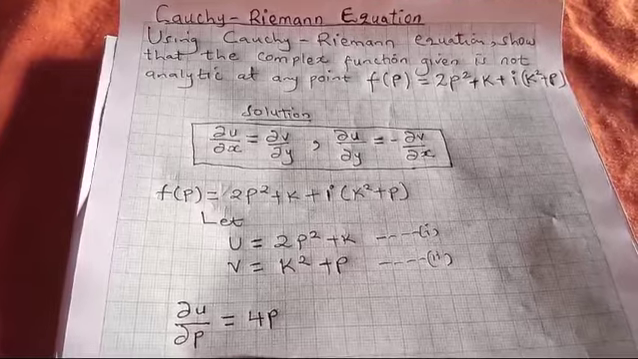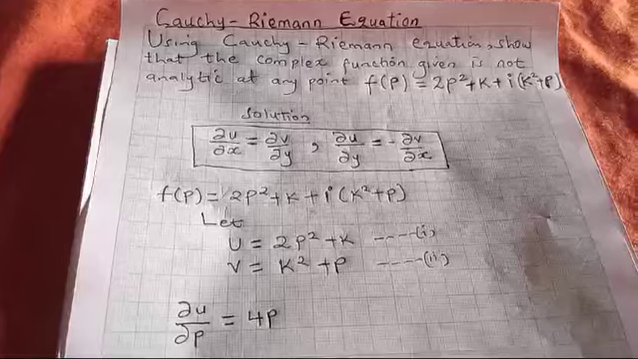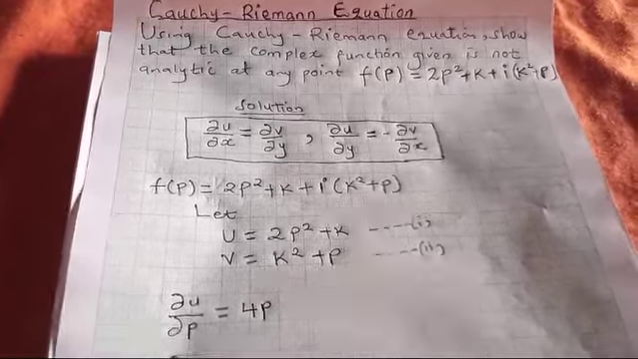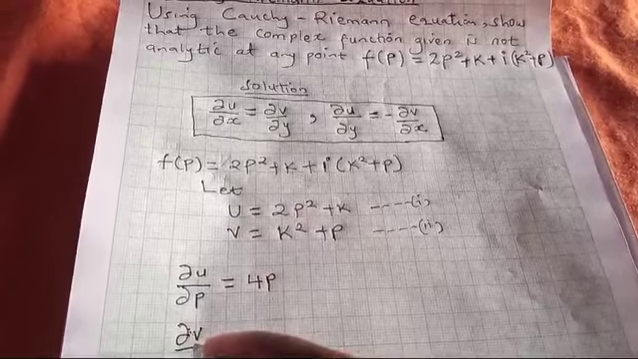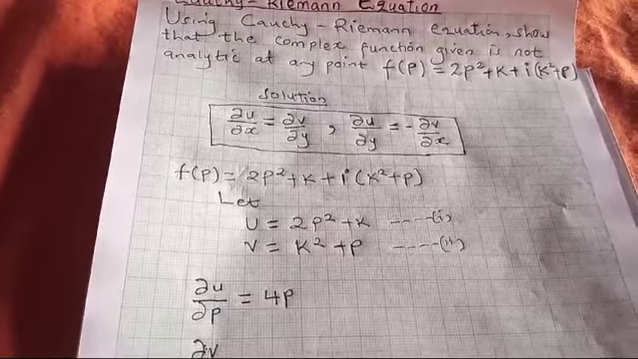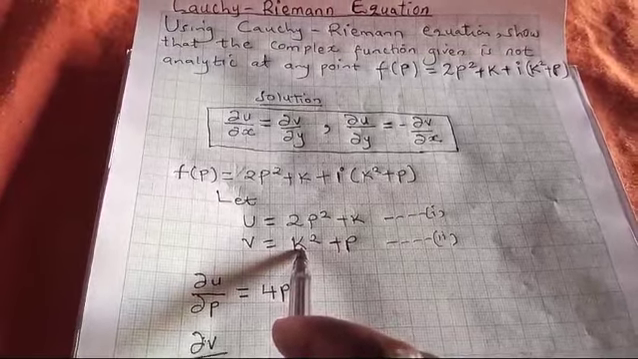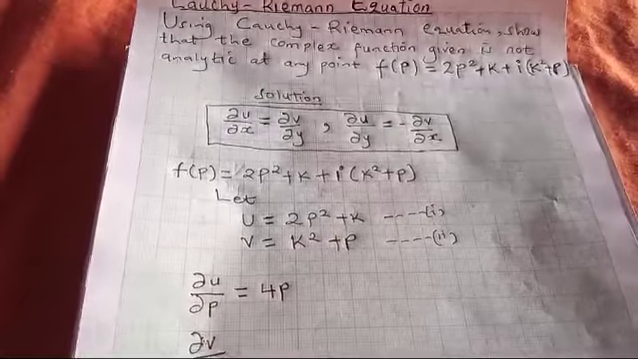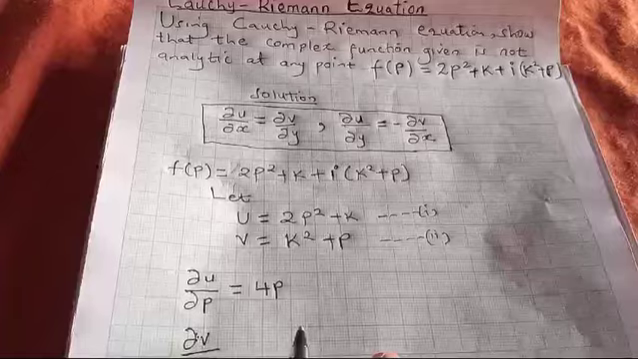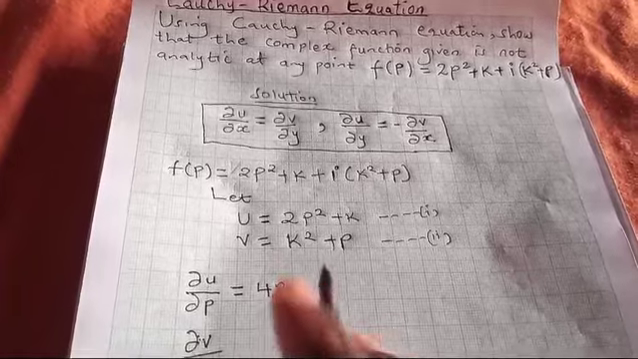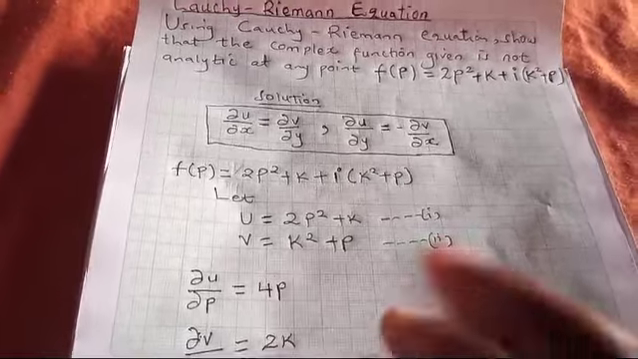We also want to differentiate the second equation with respect to, instead of p, k. We differentiate with respect to k. When we differentiate with respect to k, we are going to get 2k.